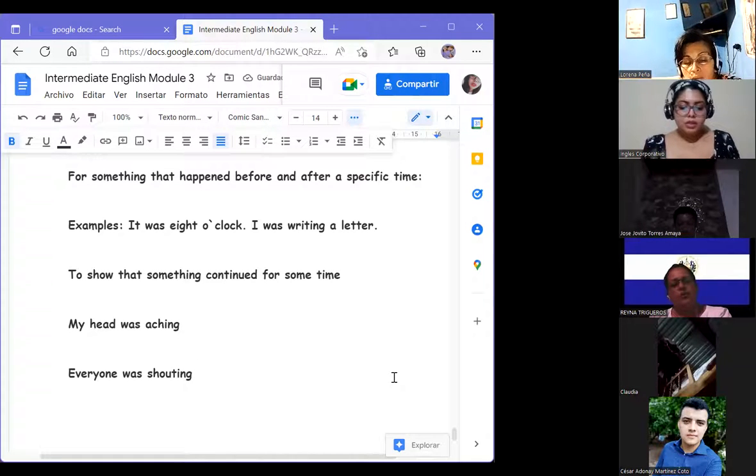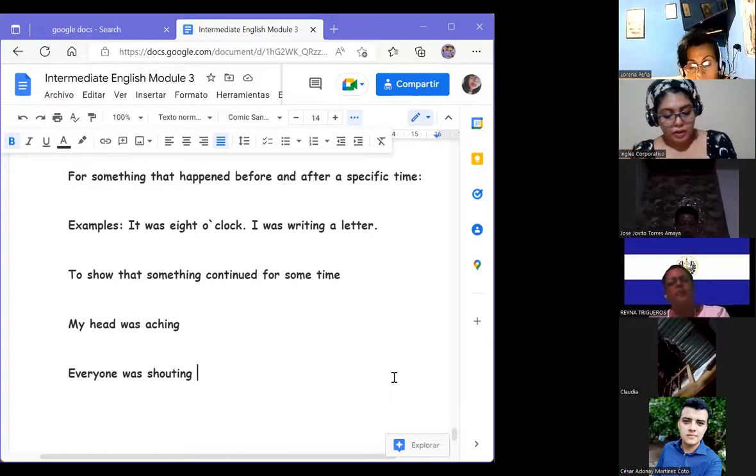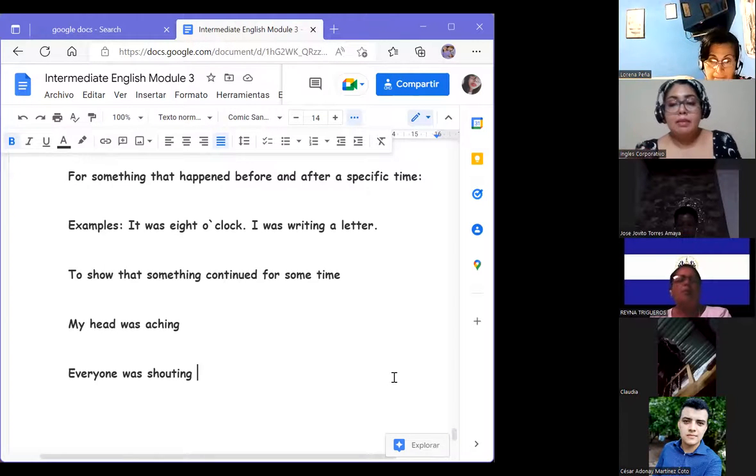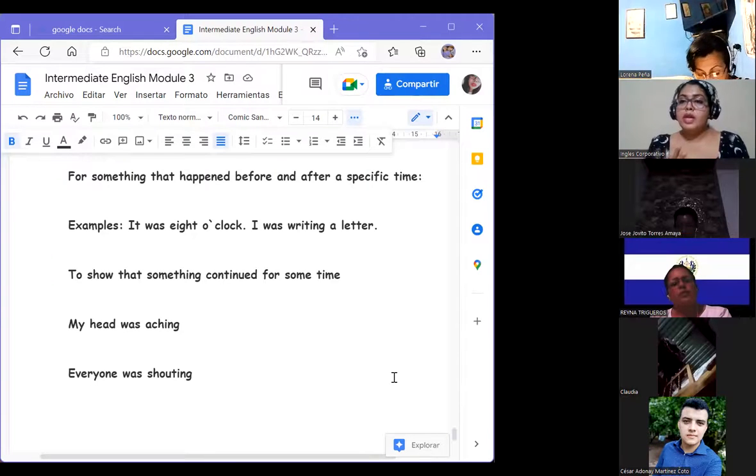Así que tenemos estos otros usos. Cuando algo sucede antes y después de un tiempo en específico. Tenemos el ejemplo. It was 8 o'clock. Eran las 8 p.m. Las 8 en punto. I was writing a letter. Estaba escribiendo una carta. Primero pasó lo del tiempo. It was 8 o'clock. Y luego aparezco yo escribiendo una carta.